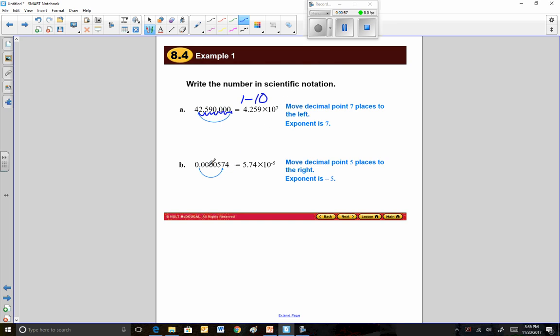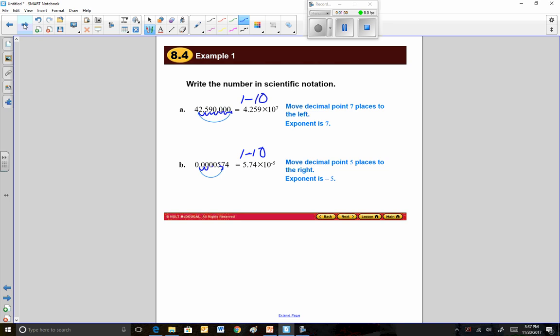Same thing happens here, but what happens when this is a very small number to start with? We still go ahead and move the decimal until we get a number between 1 and 10. So go 1, 2, 3, 4, 5, and we moved it over 5 spaces. The number 5.74 is a number between 1 and 10, so that is correct. And we have 10 to the negative 5 power because this was a decimal and it was a very small number, so we should have a negative exponent.